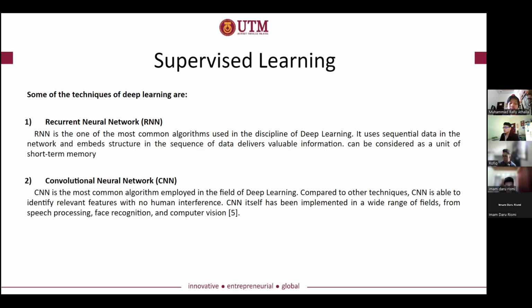The next one, CNN, is also the most common algorithm employed in the field of deep learning. As I mentioned, it is also implemented in another paper that we cover. Compared to other techniques, CNN is able to identify relevant features with no human interference. CNN itself has been implemented in a wide range of fields, from speech processing to face recognition and computer vision. We can continue to the next slide.